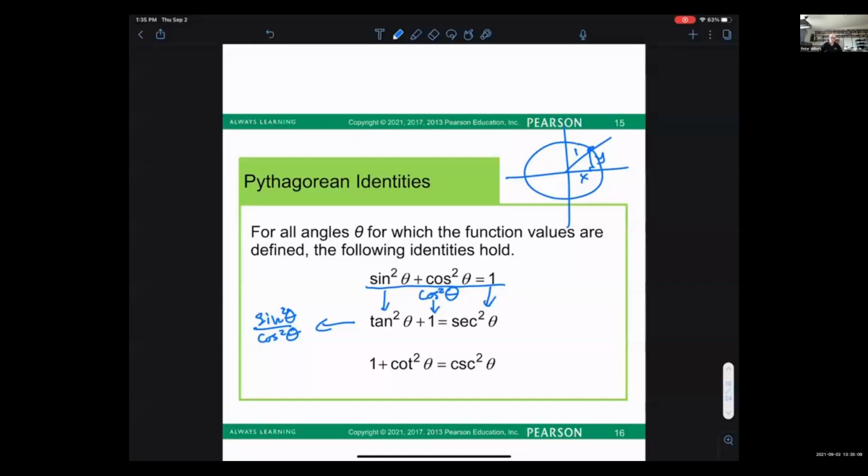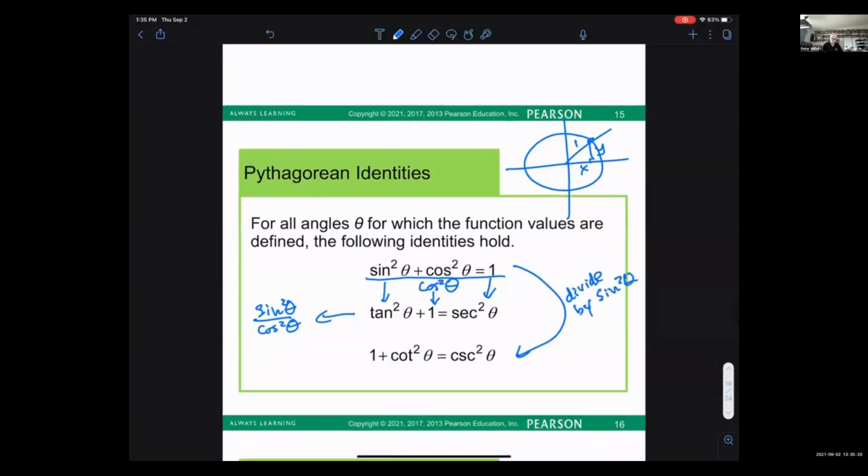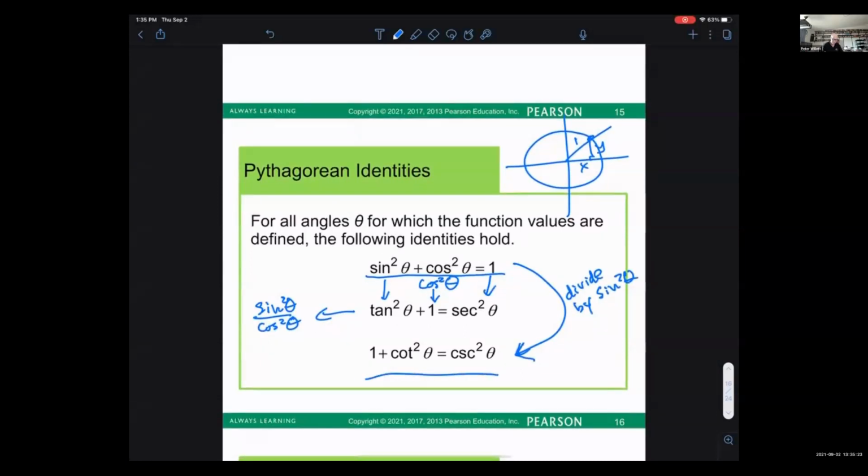Similarly, if I take the first equation and I divide everything by sine squared, then I get this one. Because sine squared divided by sine squared would give me 1. Cosine squared divided by sine squared would give me cotangent squared. And 1 divided by sine squared would give me cosecant squared. So the second two identities you can directly get from the first identity by taking everything in the first identity and either dividing by cosine squared or dividing by sine squared. And then you get the other identities.